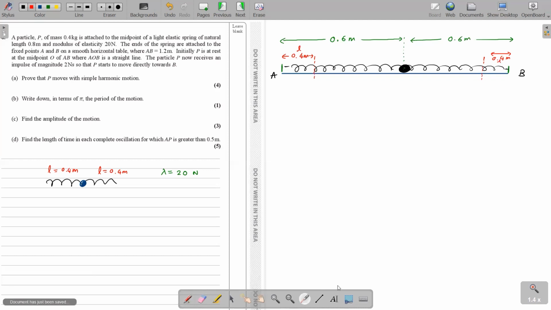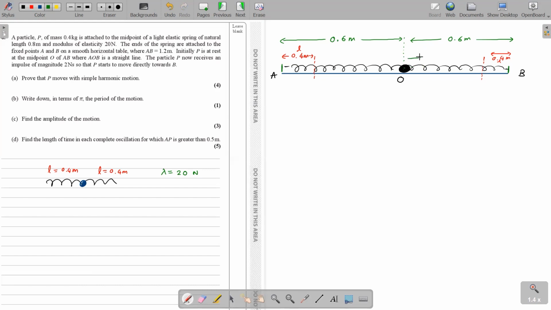So what are they saying here? Initially particle P is at rest at the midpoint, which is named O. Give it the name O, the midpoint O of AB, where AOB is a straight line. The particle P now receives an impulse of magnitude 2 newton seconds, so that P starts to move directly towards B. So we give an impulse, there is a force, and the particle will now start to move directly towards B.